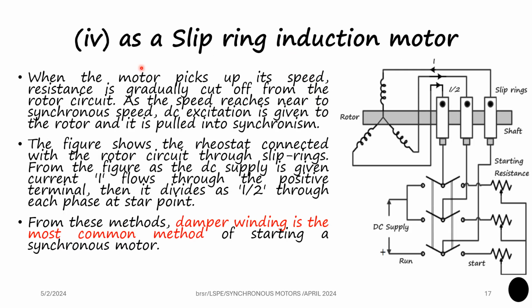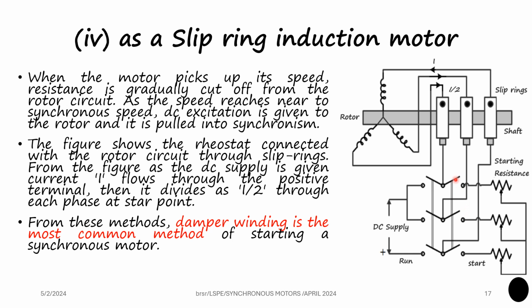Synchronous motors can also be started as a slip ring induction motor. The rotor of the synchronous motor can be started as a slip ring induction motor by introducing resistances in the rotor circuit through the slip rings. As we can see in this image, there is a two-way switch. When the two-way switch is put on the left side, a DC supply is given, and when it is put on the right side, the resistances are included in the circuit.